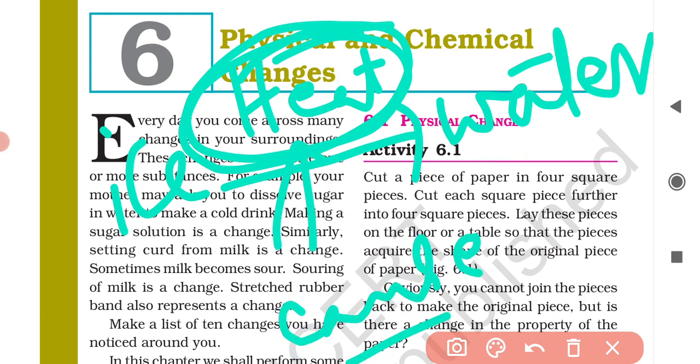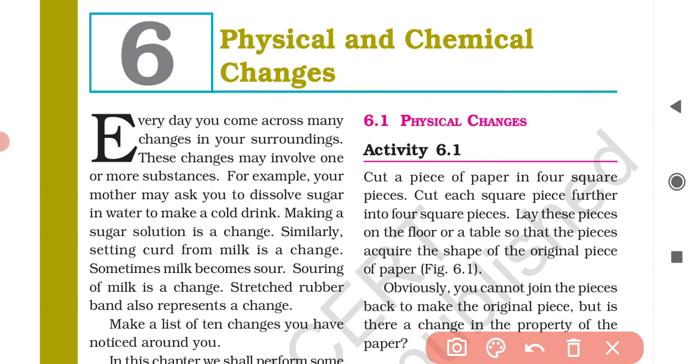In every change, some cause will be there, and that cause will bring about a change in a substance. For example, ice does not melt on its own to form water. Ice must be given some heat to melt and change into water. So here, heat is the cause of this change from ice to water, that is, from solid to liquid. Okay, so there are two types of changes that we will study in this chapter.